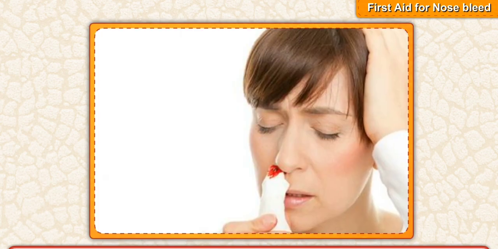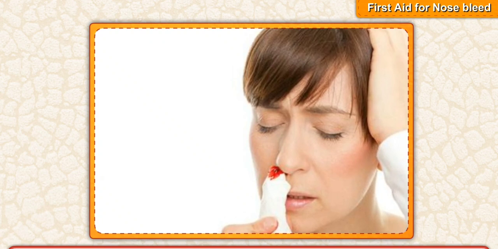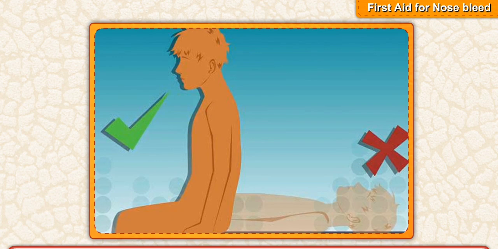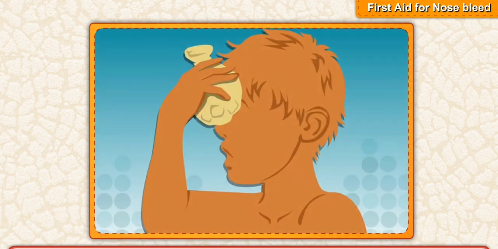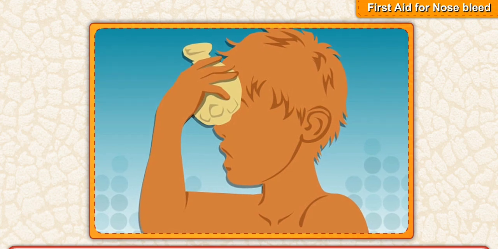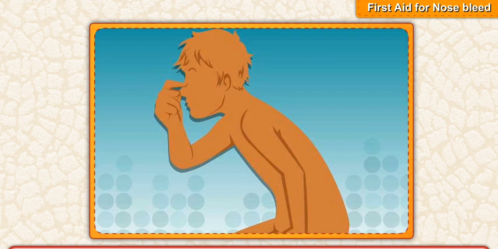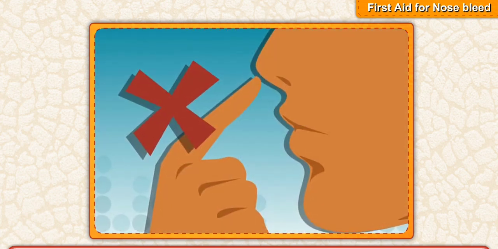First aid for nosebleed. At times, when it is very hot, the nose may bleed. In such a situation, keep the patient upright with his head held back. Pour cold water on the patient's head. Press the bleeding side of the nose firmly. The patient must not put his finger in the nose.